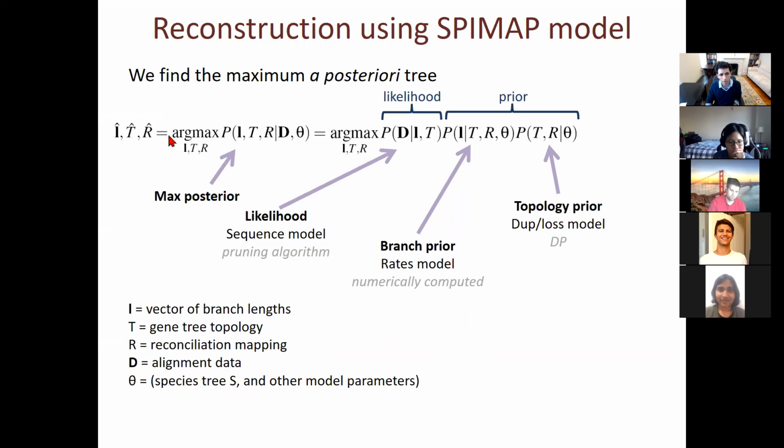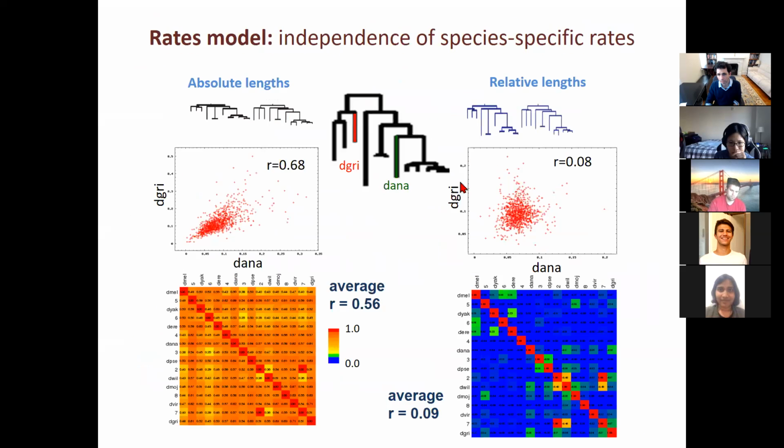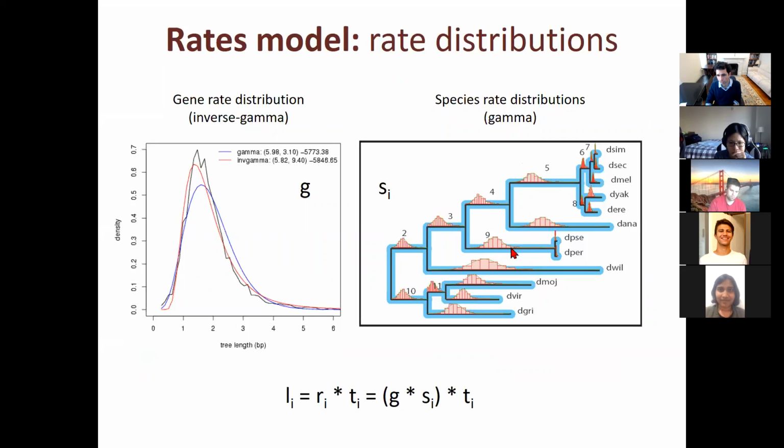Okay, so that posterior probability is nothing but the probability of generating the data given the branch lengths and the tree topology. That's basically given our sequence model and this pruning algorithm, and the prior for both the lengths and the topology. And then what is the branch length prior? That branch length prior can be numerically computed based on simply what is the probability of sampling, say, a length which is this long from that distribution.